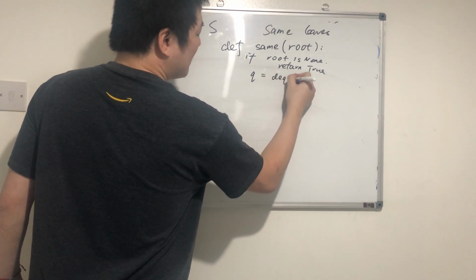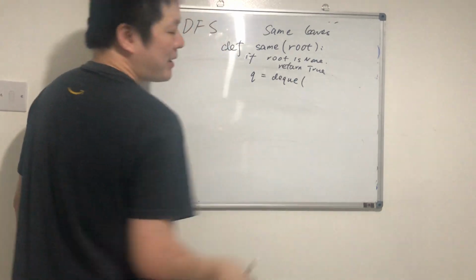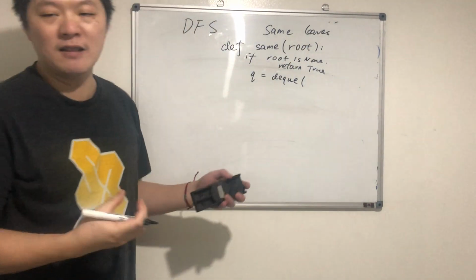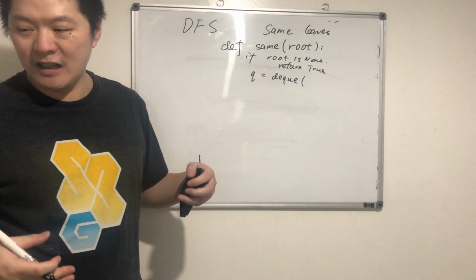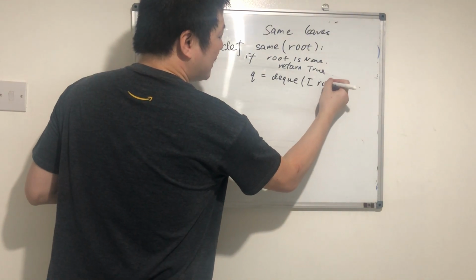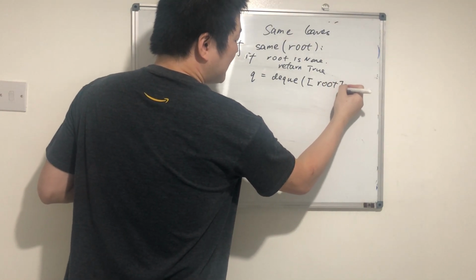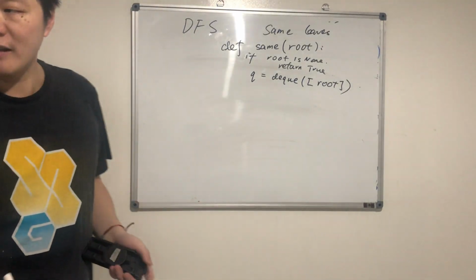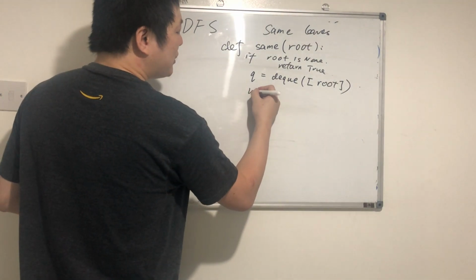Now queue equals deque. Deque, and then I can take the parameters. I put a root node in that. So this parameter takes a list, an iterable. So I put a list and then put a root. Okay. So now the queue contains only one element, which is root. Okay. Yes. And then I need to check why.